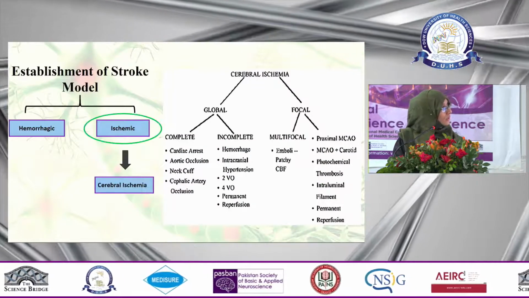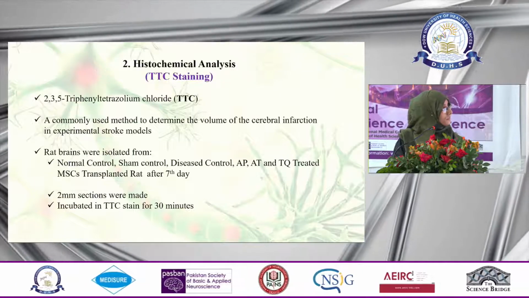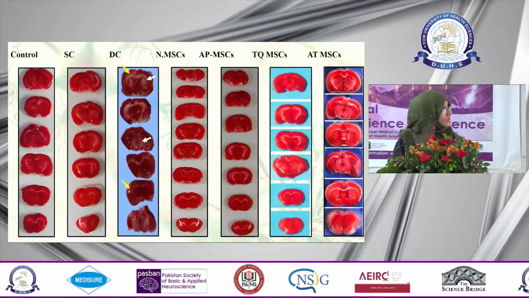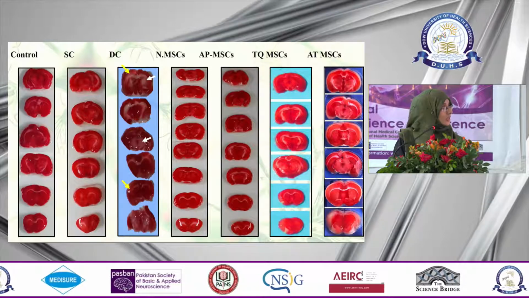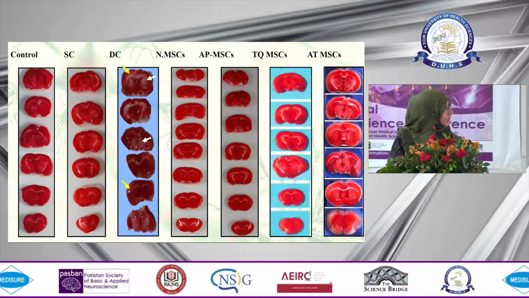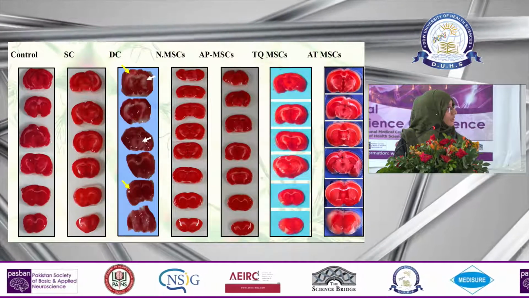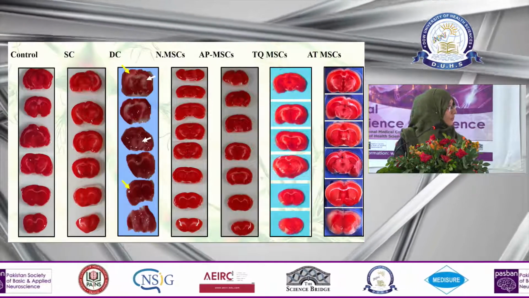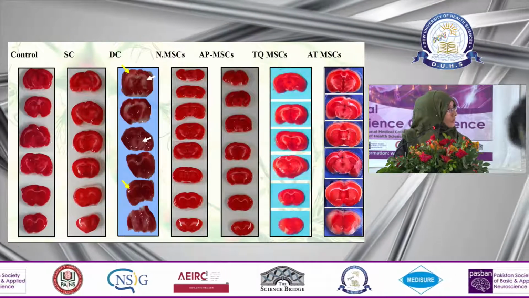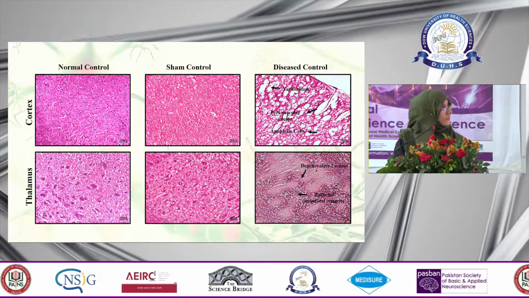This is the model establishment, how we develop this model. This is by the two arteries ligation model. The model was also checked by using the assessment of brain by the TTC staining. This one is the normal control compared to the degenerated model, which indicates the whitish area following the damage. And these are the treated groups, which indicate the regeneration of the brain after the transplantation of MSCs.